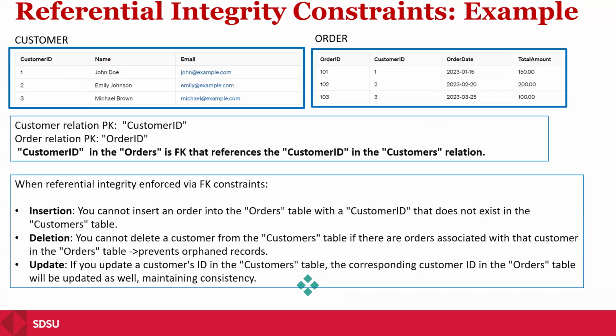Very important. Let's look at the example. So here we have a customer table and an order table, and the customer table is on the one side of the relationship, right?